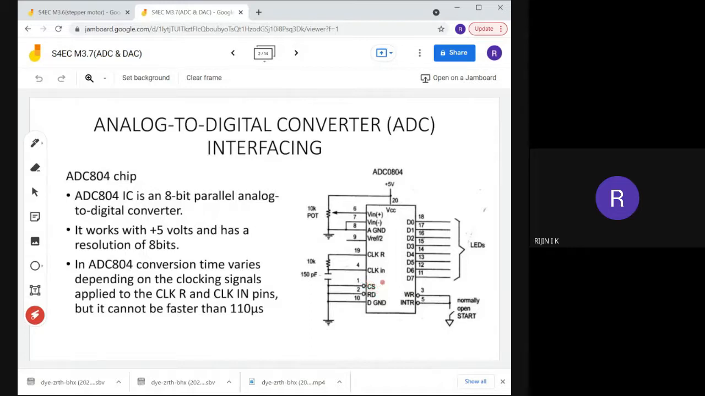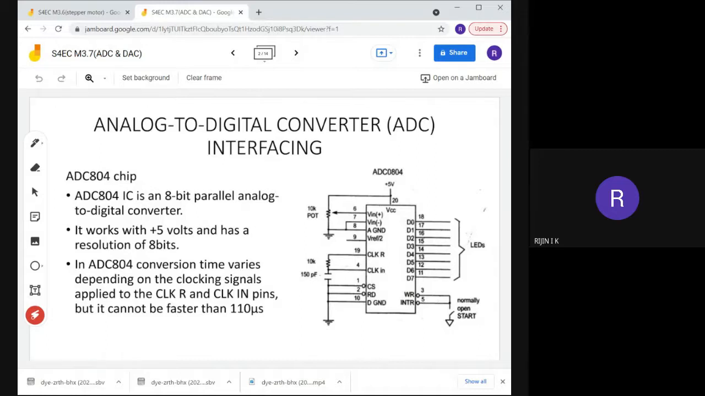CS, we will call it the chip select pin. Actually, this chip select pin is an active low pin, and it will be used to activate the ADC chip. In order to activate this ADC chip to perform the conversion, we will use this CS pin. That means for activating this IC, the corresponding pin is CS, or chip select. And also it is an active low pin.